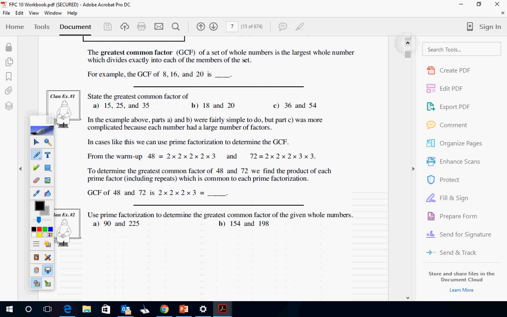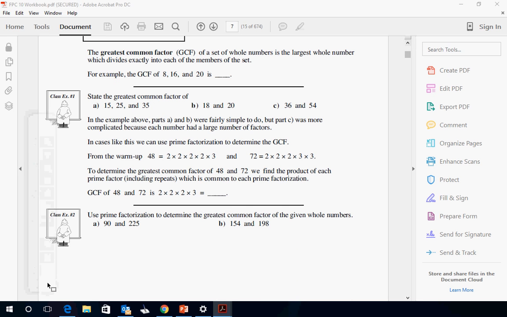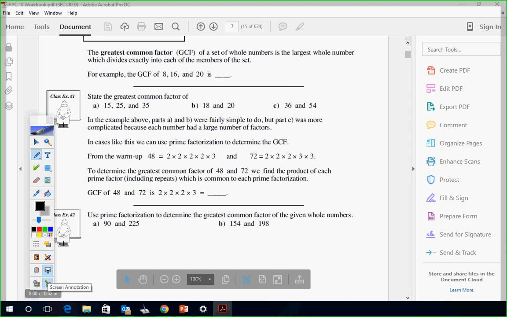There we go. All right, so we have 8, 16, 20, which is 4, so we're good with that. Then what is the greatest common factor of these sets? 15, 25, and 35? 5. Okay. 18 and 20? 2. Yeah, 2 is the only one. And then 36 and 54? 9. Good. No, 18. 18 actually goes into both of them. Tricky. 9 does go into both of them, but not the greatest one. So that's okay.